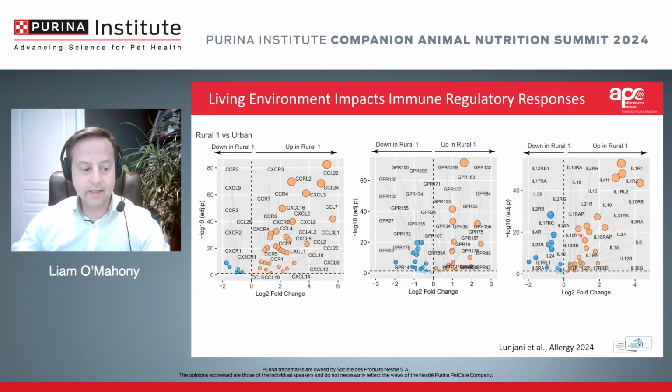And then when we look at cytokines, what we see is, again, very important regulatory cytokines like IL-10 are increased in the rural kids compared to the urban kids, whereas cytokines and receptors associated with Th2 and Th17 responses are upregulated in the urban children. You'll see the IL-5 receptor and the IL-4 receptor in there, and also components of Th17 signaling. So a very, very different immune profile dependent on the living environment of the child.